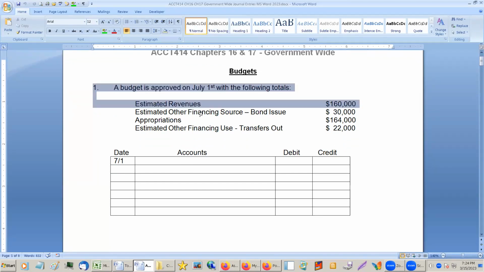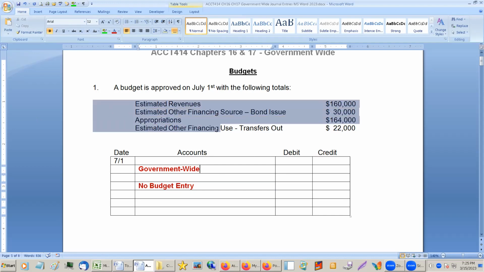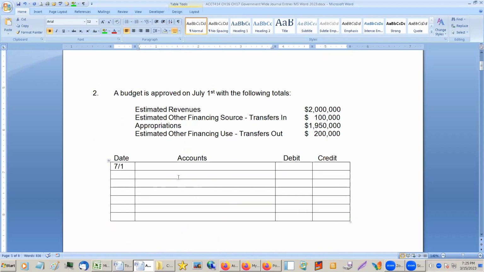Okay, here is a budget. We do not put budgets on our books for regular accounting. So for government-wide, no budget entry. And again, if you think about our other accounting class, we never put a budget on the books. Will companies have budgets? Of course they will, but they don't put them on the books. For one thing, it didn't happen. A budget doesn't mean it's going to happen. So government-wide, we have no budget entry. So the first page is actually fairly easy for this.